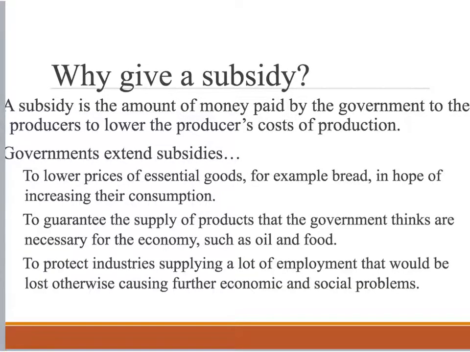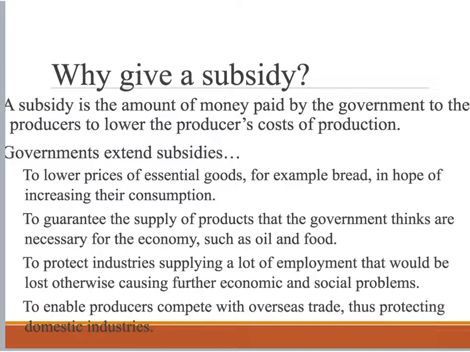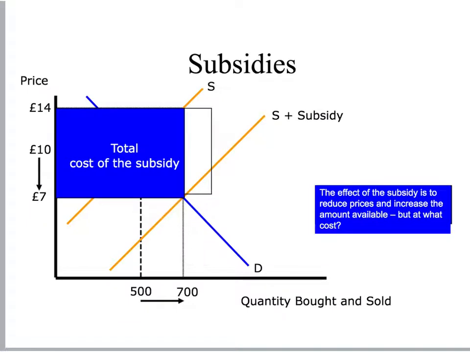The government could also use subsidies to protect domestic industries supplying a lot of employment that would be lost otherwise, causing further economic and social problems, in theory. The government would also provide subsidies to enable producers to compete with overseas trade, thus protecting domestic industries. A subsidy has the opposite effect on the market than a tax, as you can see here in the model.